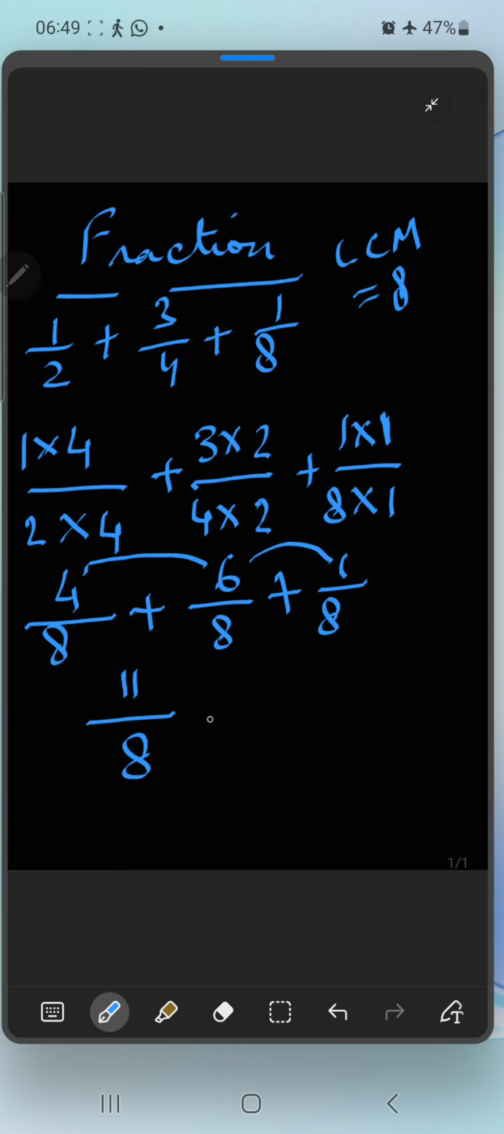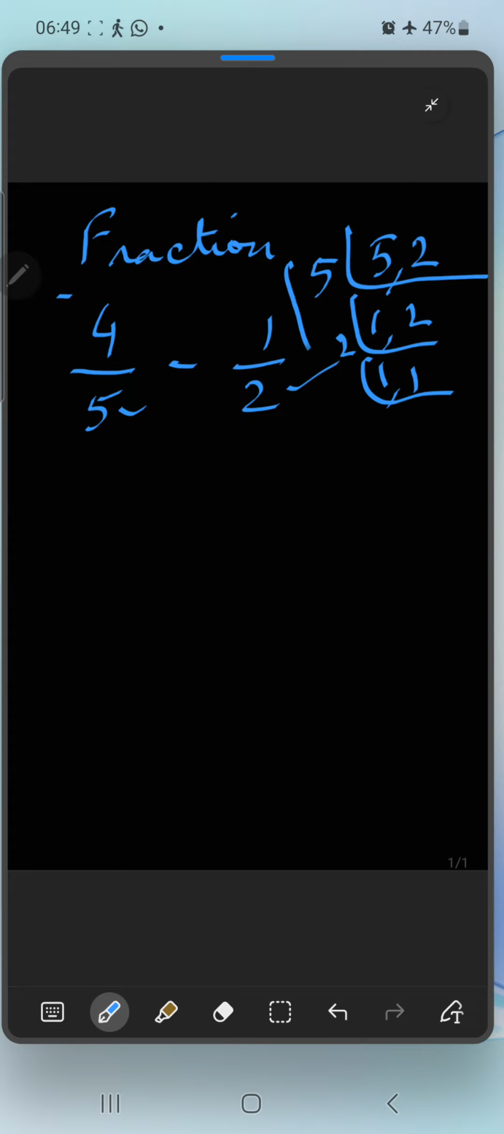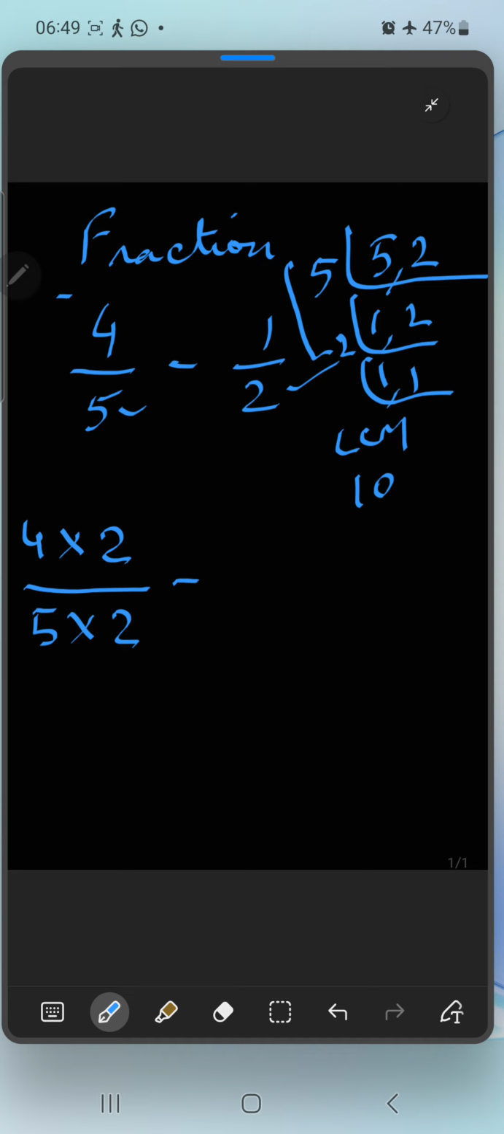What we will do is convert these into like fractions. So first we will take the LCM of the denominators. 5 into 2 is 10. The LCM would be 10. If I have to convert this 5 to 10, I will multiply with 2. Then we have to multiply 2 in the numerator also.